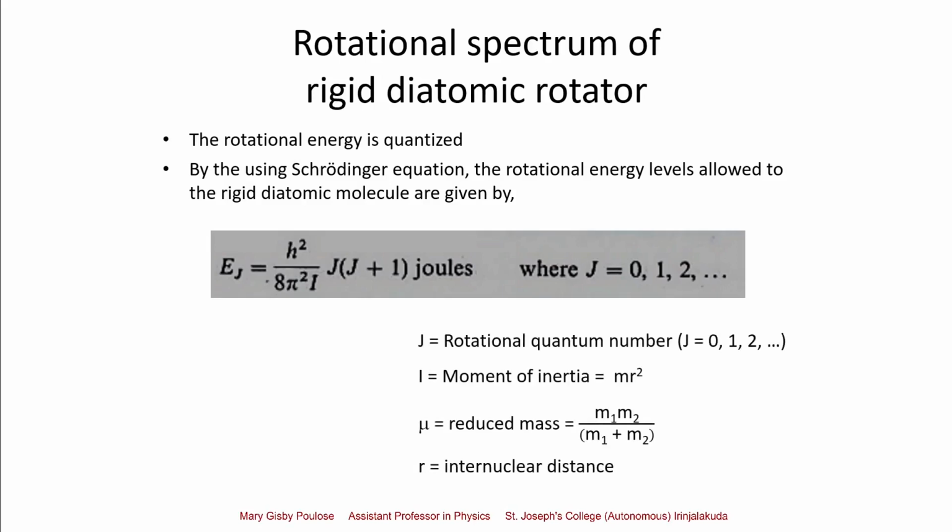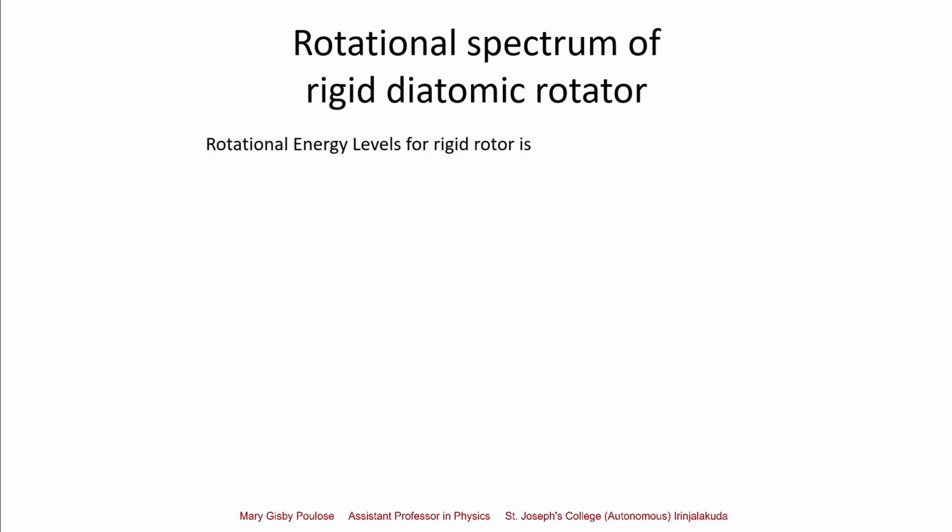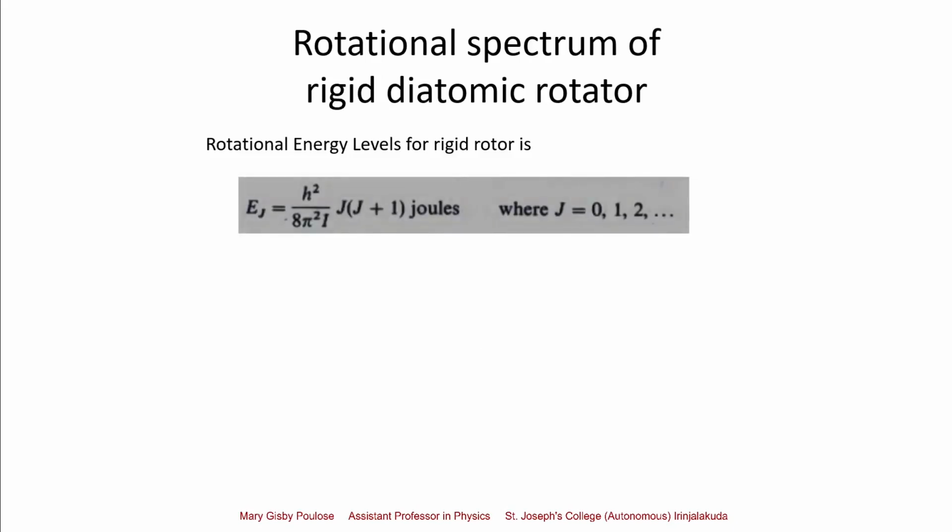Here J is the rotational quantum number, I is the moment of inertia mu r square, mu is the reduced mass, that is m1 m2 divided by m1 plus m2, and r is the internuclear distance. So the rotational energy levels for the rigid rotor are EJ equals h square by 8 pi square I into J into J plus 1 joules, where J has values 0, 1, 2, 3, etc.